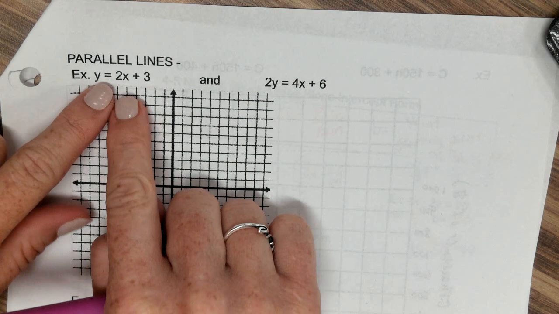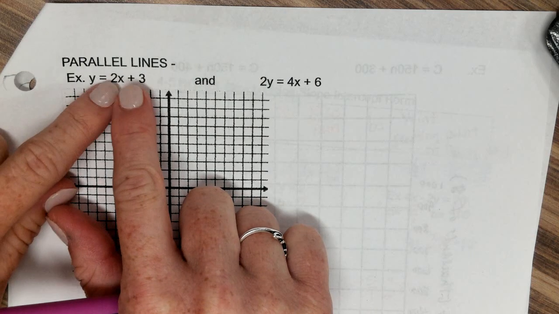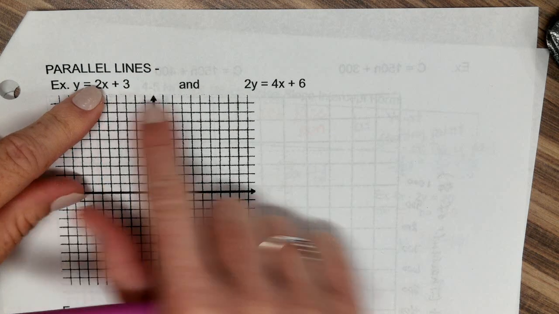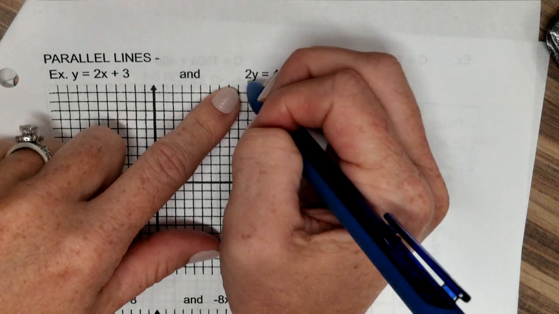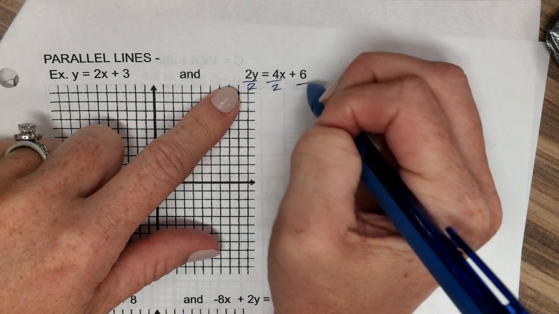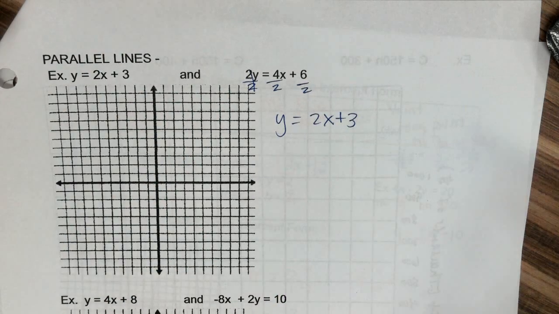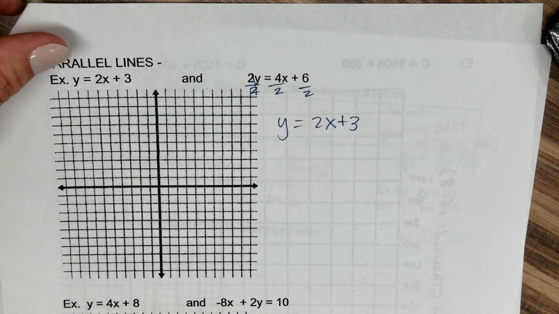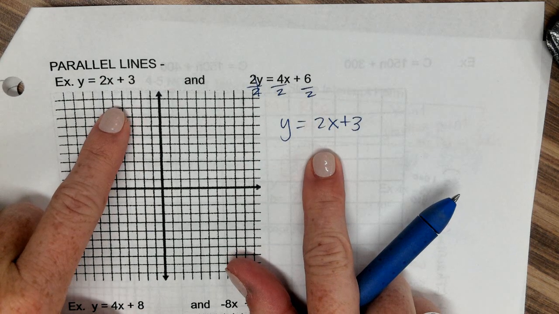So if you have this equation and this equation, this one is already in y equals mx plus b form, yes? This one, what do I need to do? I need to rearrange it. So I just need to divide everything by 2. So I have y equals 2x plus 3. I need to change one of them, because these are not parallel, they're the exact same.